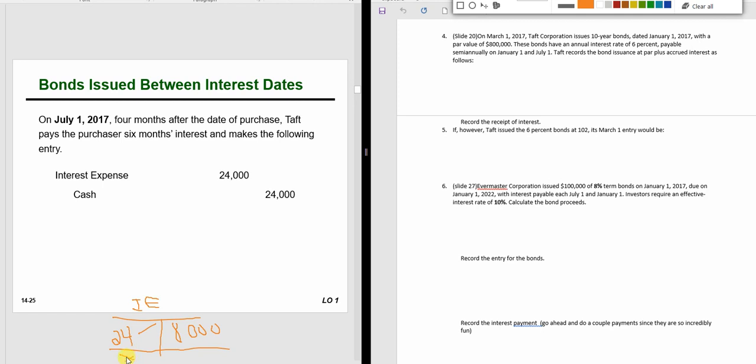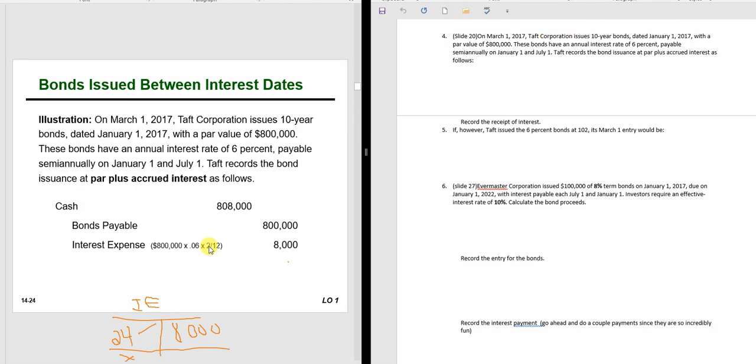And if you calculate it, think about it, go back, slide. This thing is not working very well. Okay, so interest, 800,000 times 6% times 4/12, the amount of time you actually held it, is the $16,000. So by crediting interest expense, it nets out to the correct balance in the end. All right, next one.